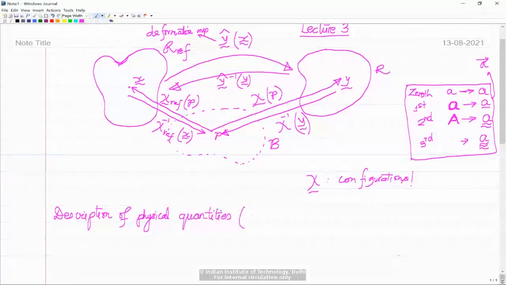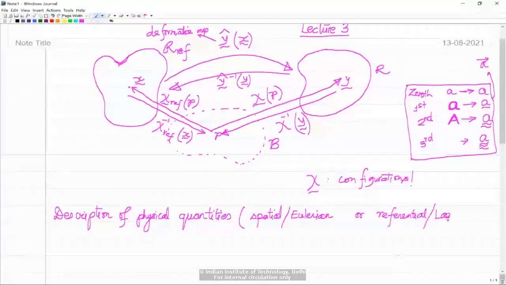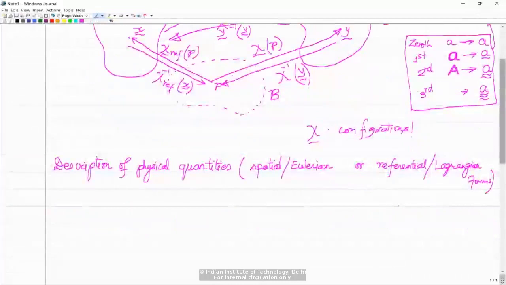There are two ways to describe physical quantities. That is spatial, or what is called Eulerian, which people in fluid mechanics mostly use, which are the same thing, spatial / Eulerian, or referential / Lagrangian. The latter is used widely in solid mechanics. So there are two ways in which we denote physical quantities.